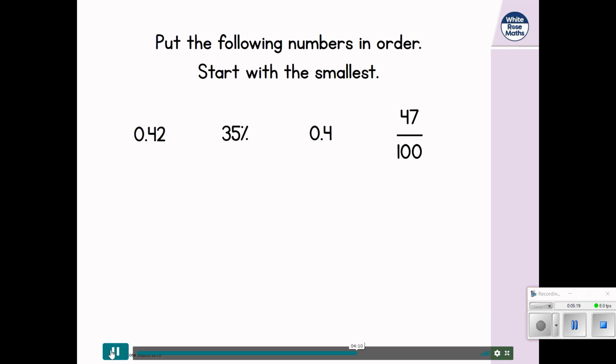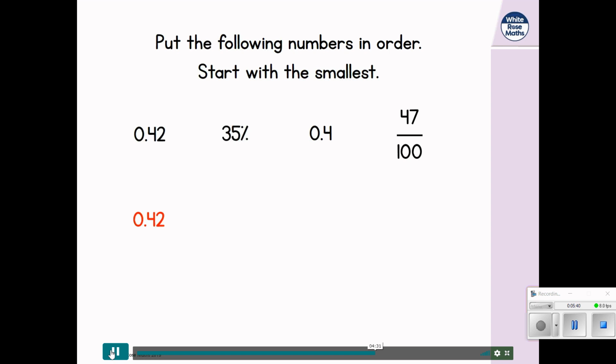In this question, we now have to write the following numbers in order. We're going to start with the smallest. This is sometimes called ascending order. It is helpful to get each number into the same form. We could write each number as a decimal.